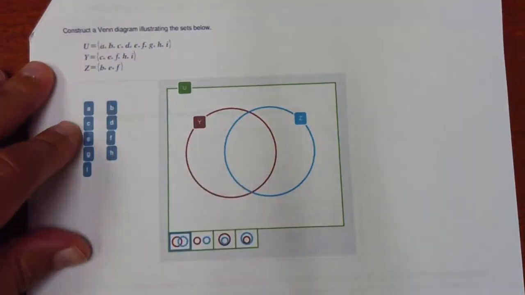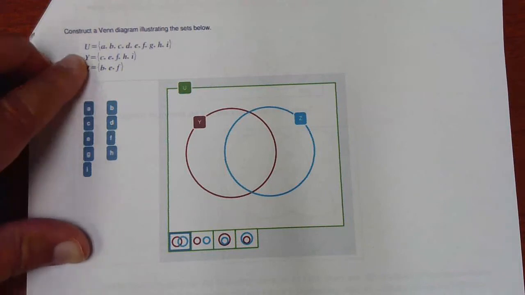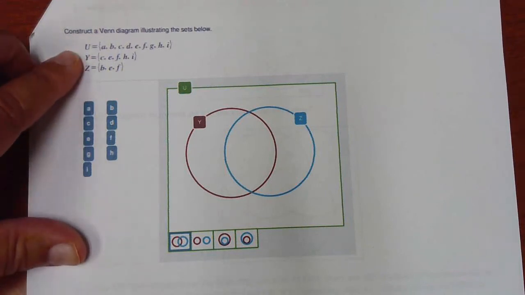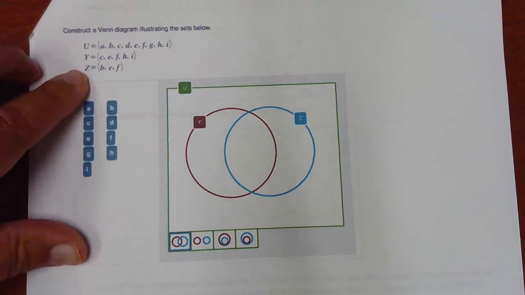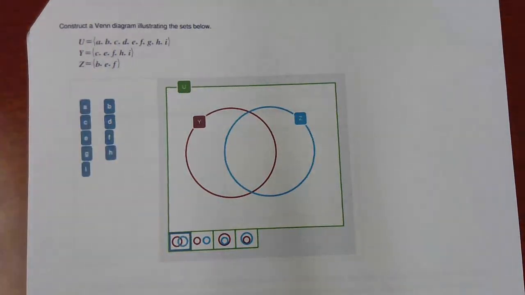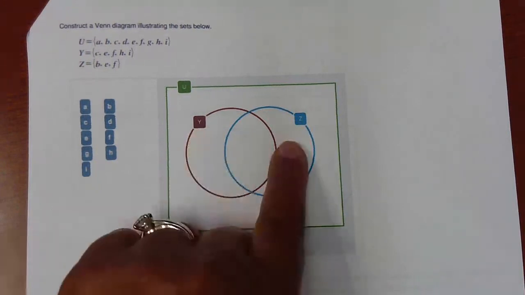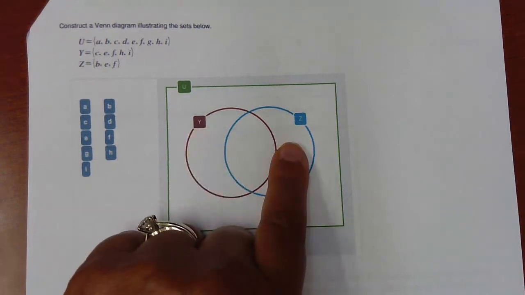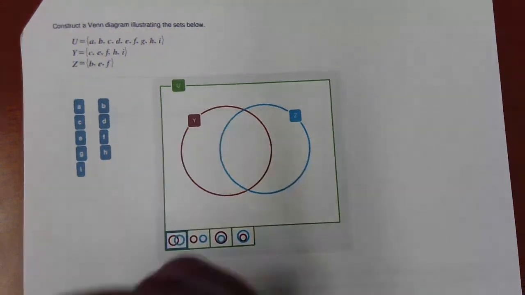Let's see, what do we have here? So what you could do here, now they only want you to use, okay, so they give you a universal set. They give you Y and Z. And you're going to do the universal set as well. Okay, so first of all, since Y and Z are the sets that they have labeled here, let's go and see if they have anything in common.